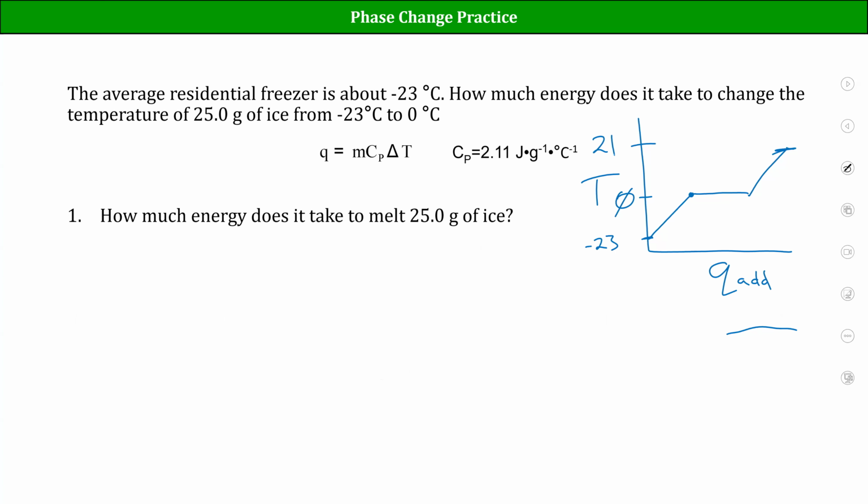So, step one. Don't try to do too much at once. I know I just drew this heating curve, and it seems like there's a lot to do. There's some math to do. But the first step is just how much energy does it take to change the temperature of 25 grams of ice from minus 23 to 0? Temperature is changing, so what equation do we use?